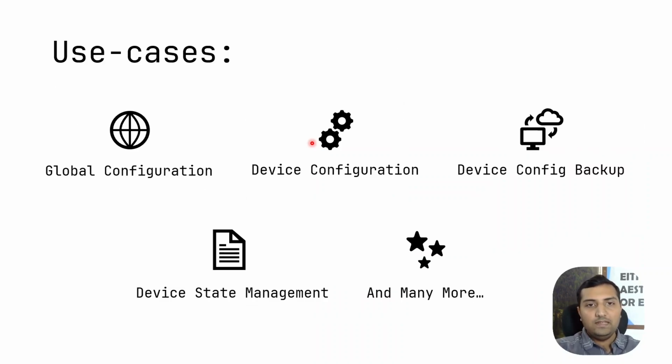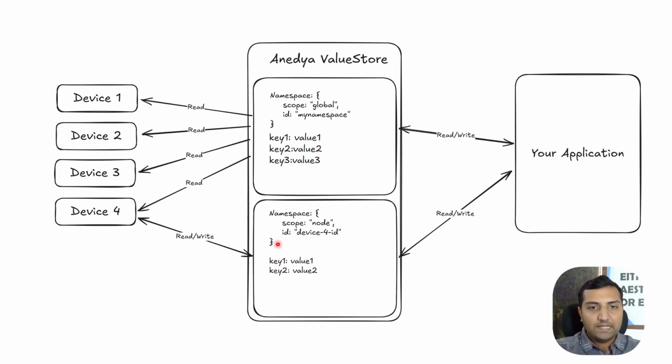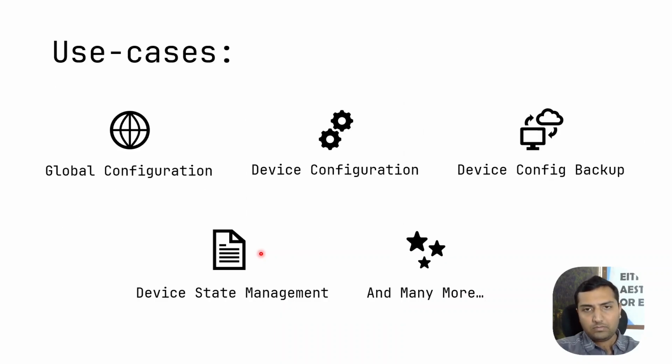Another scenario is that you want to manage device specific configuration. You can do that by using a device specific namespace in the value store. Again, the same way, you can create a configuration key and put the configuration file content as the value, and that particular device will be able to access that configuration and it can act accordingly. You can have multiple configurations for multiple devices, and you can also manage them on an individual basis.